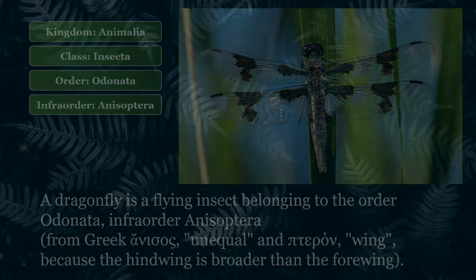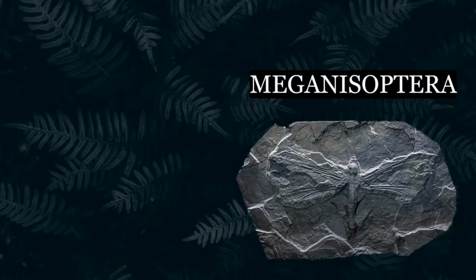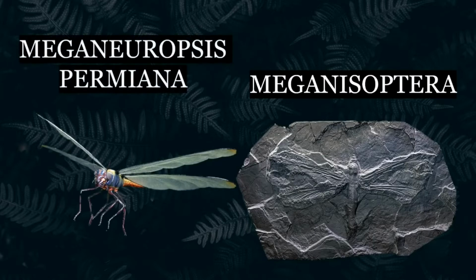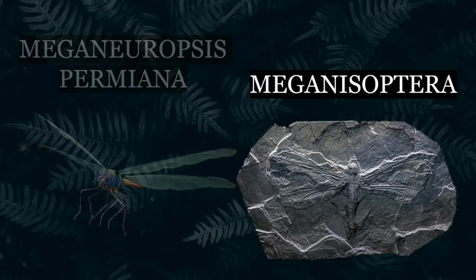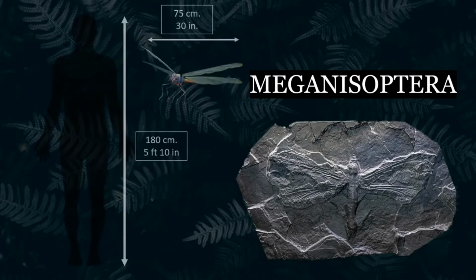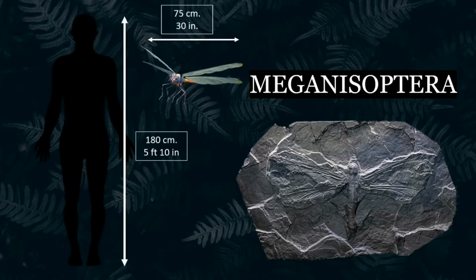Dragonflies are similar in structure to an ancient group, Meganisoptera, from 325 million years ago, Upper Carboniferous, from Europe. This group included the largest insect that ever lived, Meganeuropsis permiana, informally known as griffin flies, with a wingspan around 75 centimeters, 30 inches, and a body length from head to tail of 43 centimeters, 17 inches.